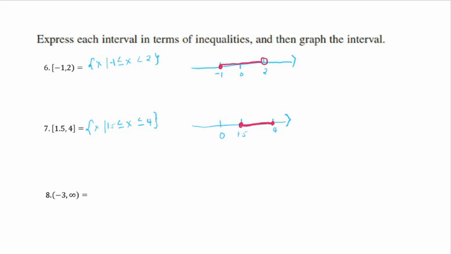And for the next number, we have an open parenthesis of -3 to infinity. The set builder notation for that we can write as the set of x such that -3 is less than x. Or it could also be written as the set of x such that x is greater than -3. So these two statements are just the same.